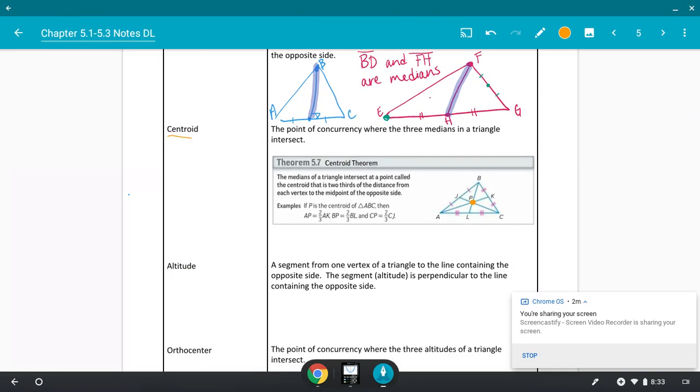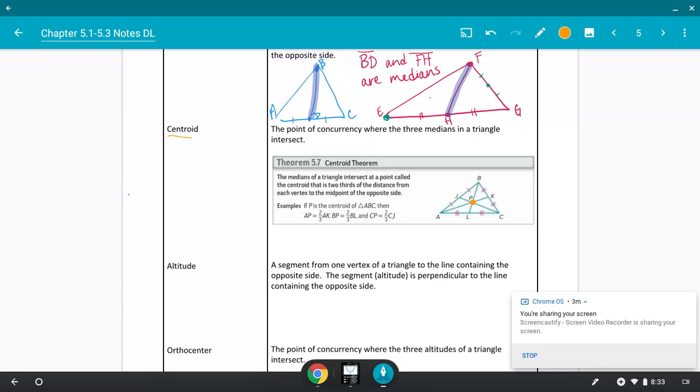So there's been a lot of vocabulary between 5.1 and now 5.2. I put together a document for you guys to look at. You might not find it helpful, but you might find it helpful. I try to break down what the parts are, but we're talking about different points of concurrency, and the centroid is when the three medians cross.